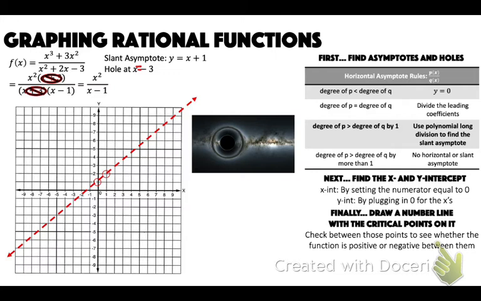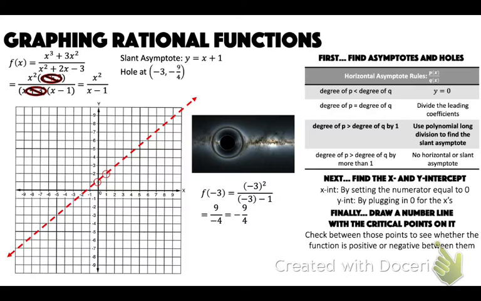And then we're going to plug negative 3 back in to see what the y value equals. So if we plug that back in, we have negative 3 squared over negative 3 minus 1, which is 9 over negative 4, which is negative 9 fourths. So we have a hole at negative 3, negative 9 fourths. We can graph that, so go to negative 3, and then negative 9 fourths. It's going to be about right there, because that's a little over negative 2.